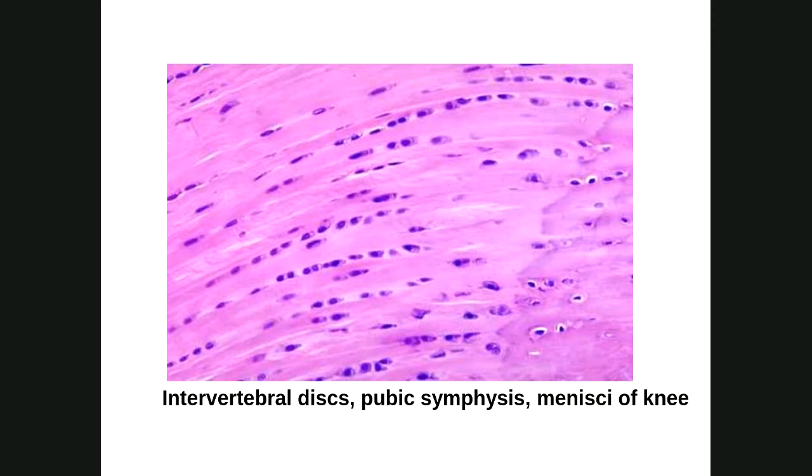All right, so there's three places in the body where we find this tissue. The intervertebral discs in your spine, the pubic symphysis, where your hip bones come together in the front, and then the menisci of the knees. Those are the shock absorbers of your knees.